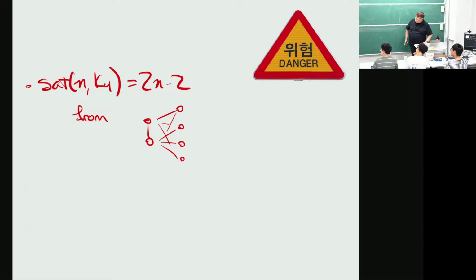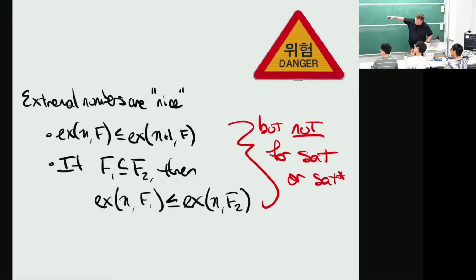Similarly, for that other one, you can't just take a saturated graph on n vertices and add a vertex to it and hope that it will still be saturated. Because now you have to consider what happens when I add in all these extra edges incident to the new vertex. So you don't get monotonicity in either the number of vertices or in the forbidden graph.